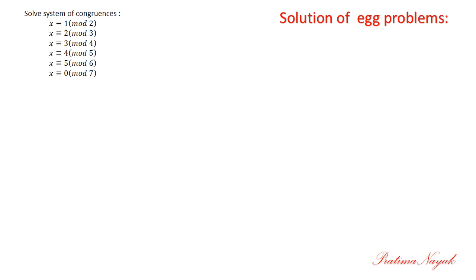We learned that Chinese remainder theorem is only applicable when n1, n2, n3 are relatively prime. So here I am selecting the modulo as x is congruent to 1 modulo 2, x is congruent to 2 modulo 3, x is congruent to 4 modulo 5, x is congruent to 0 modulo 7. I am deliberately leaving modulo 4 and modulo 6.